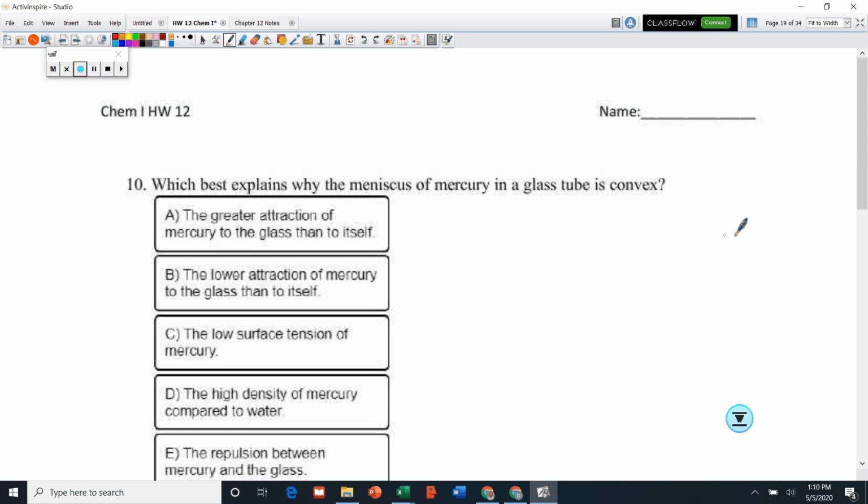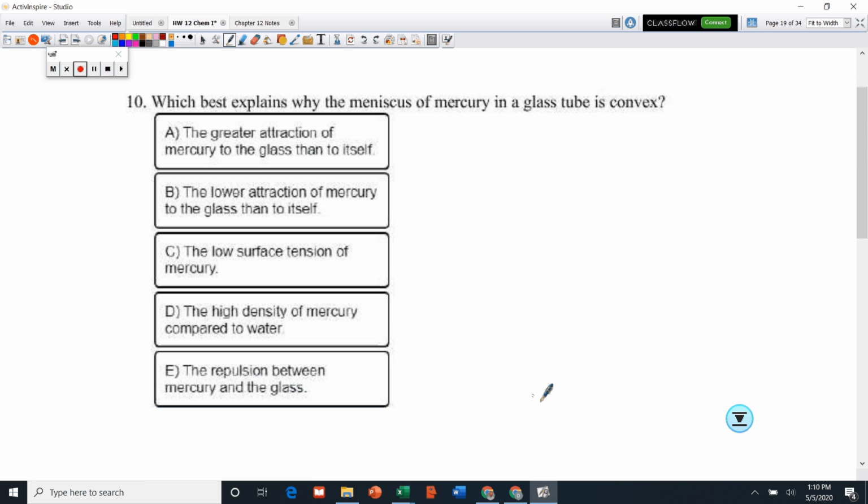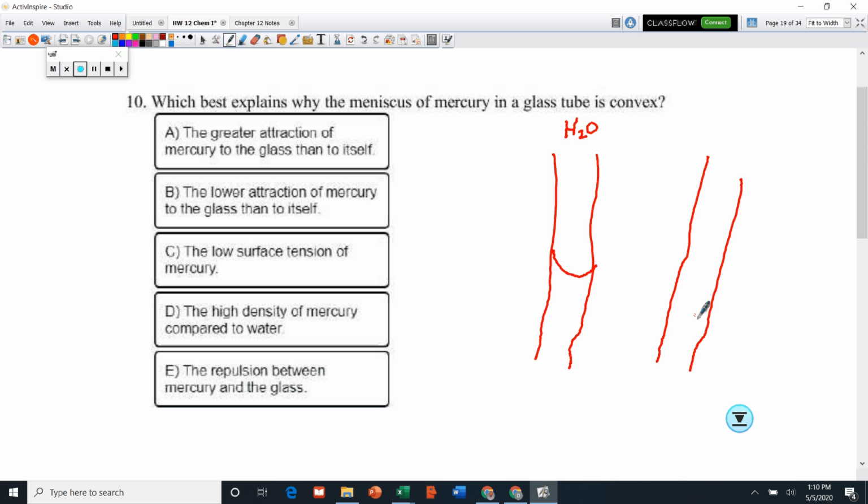So moving on. Number 10, which best explains why a meniscus in a mercury glass is convex? So remember that water makes a meniscus that goes down, and mercury makes a meniscus that goes up. So it has to do with adhesion and cohesion. So you need to see which one is going to be the one that makes it back. So if you need to go back a couple of slides and pause it and look at that picture, do that.